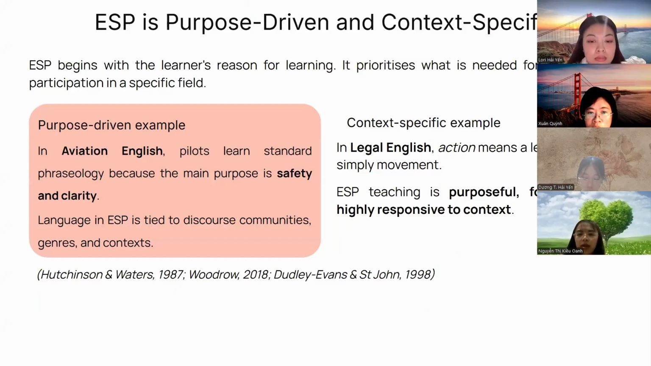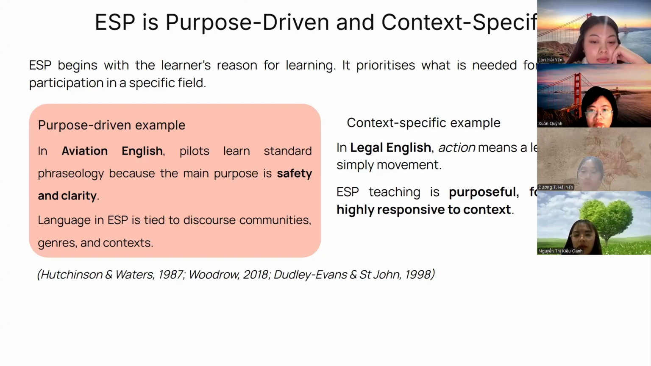All of these implications show that ESP is both purpose-driven and context-specific. ESP begins with the learner's reasons for learning, and it provides what is needed for successful participation in a particular field. A clear example of being purpose-driven is aviation English, where pilots learn standard phraseology, because the main purpose is safety and clarity. In that context, communication must be precise and unambiguous. There is very little room for personal style or figurative language.